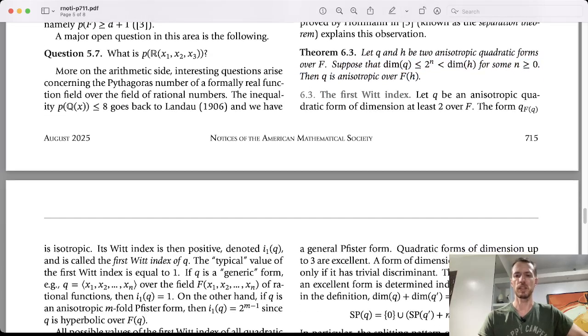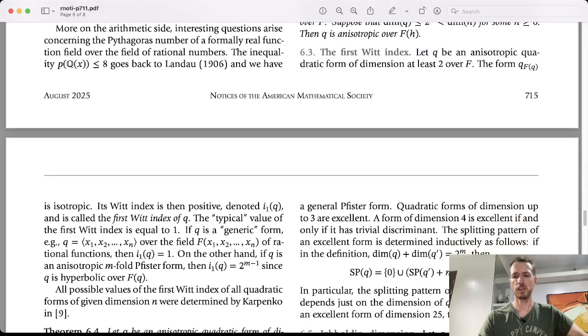The first Witt index. Let Q be an anisotropic quadratic form of dimension at least 2 over F. The form Q over F(Q) is anisotropic.